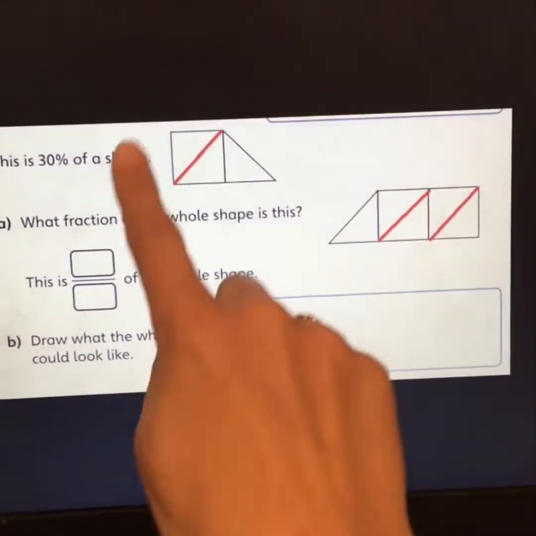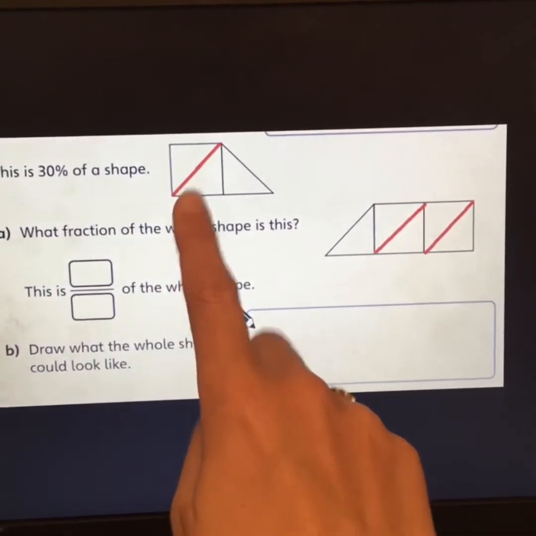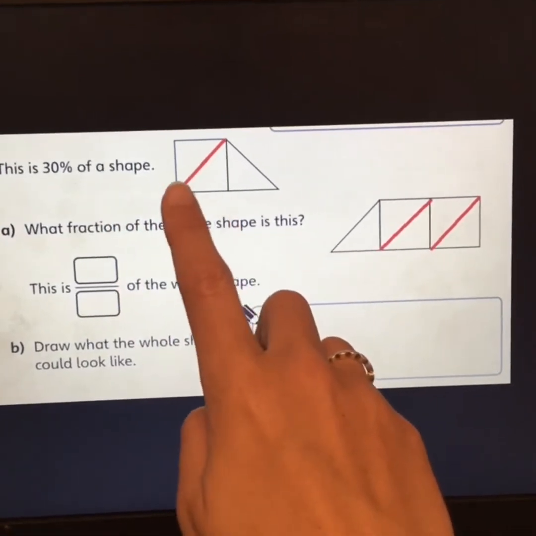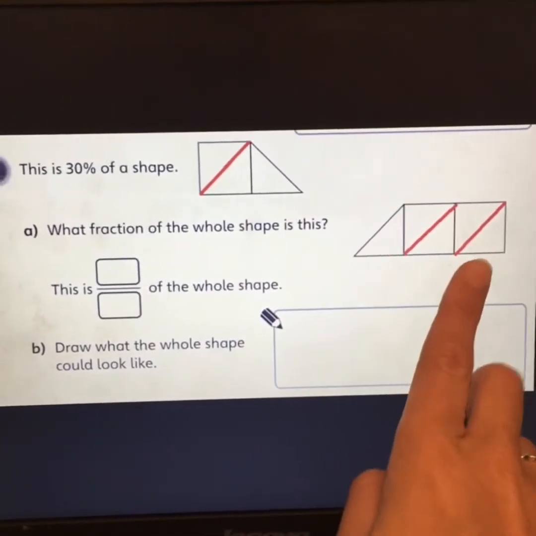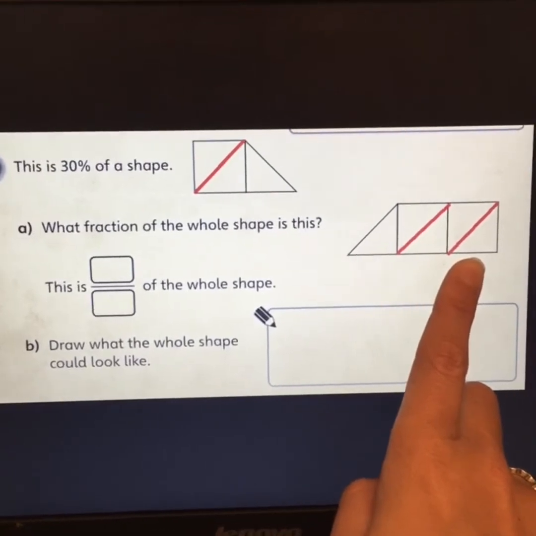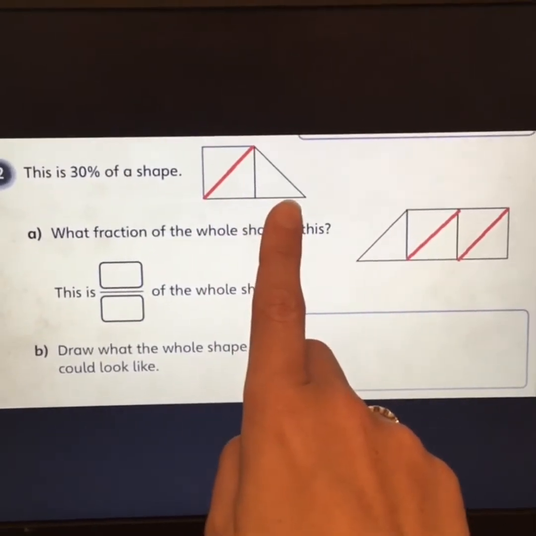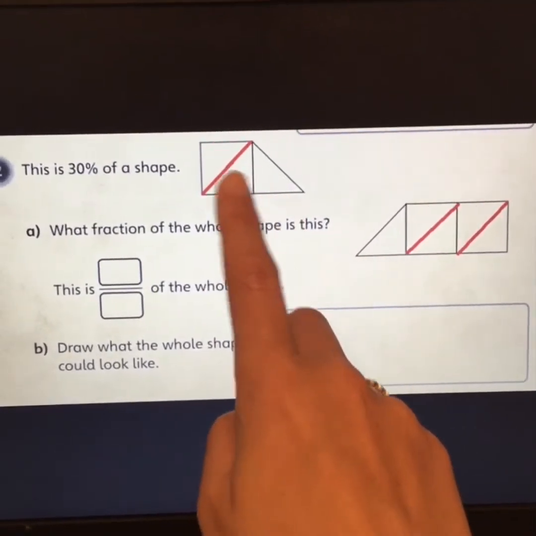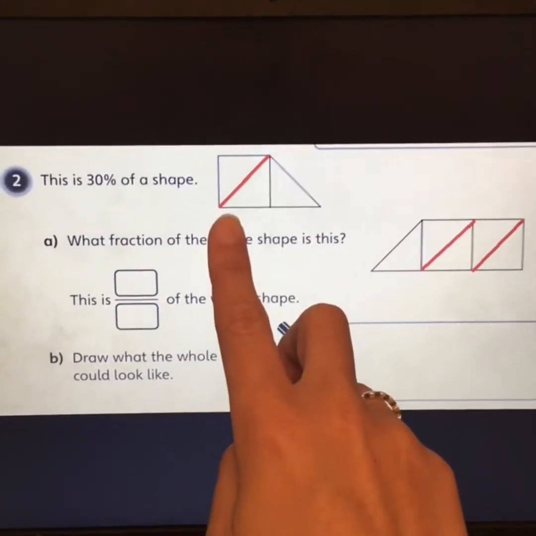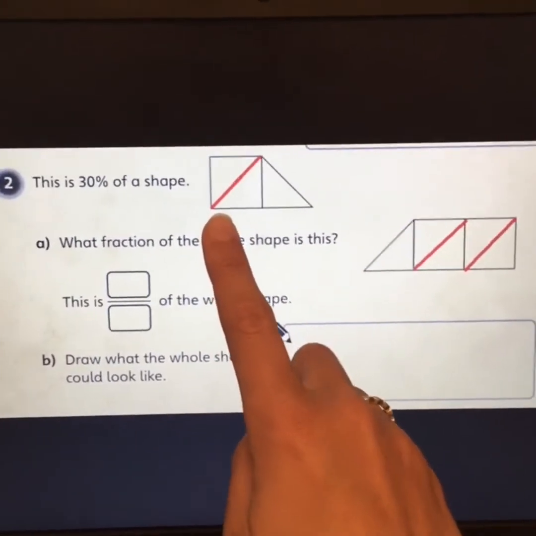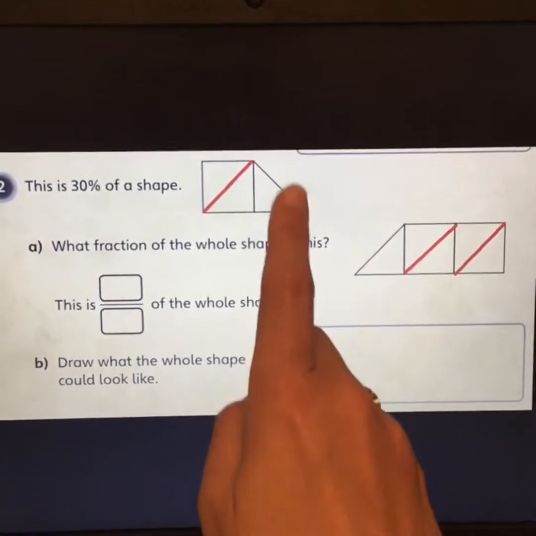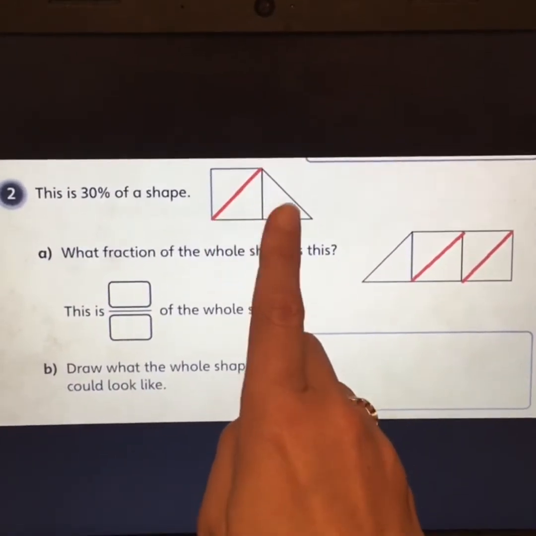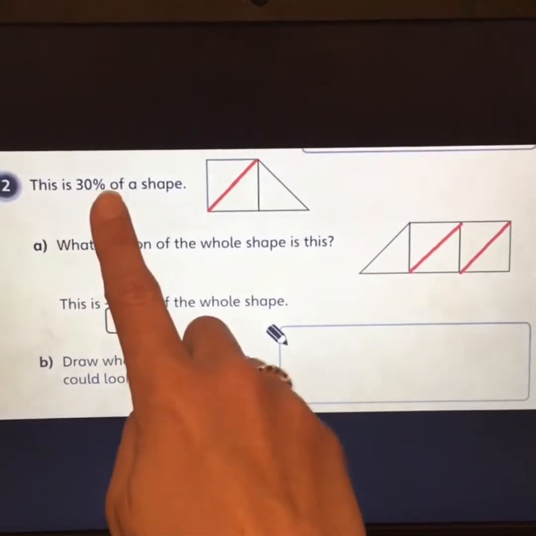So, this shape here is 30% of the shape. Well, what I've noticed is that to get from this shape to this shape, you have to add a square. You're not adding a square and a triangle. So that made me think, I wonder if I could cut this square into triangles. Would that help my thinking? Well, actually, that's really helped my thinking, because this shape here, which I've now made into 1, 2, 3 triangles, is 30% of a shape.